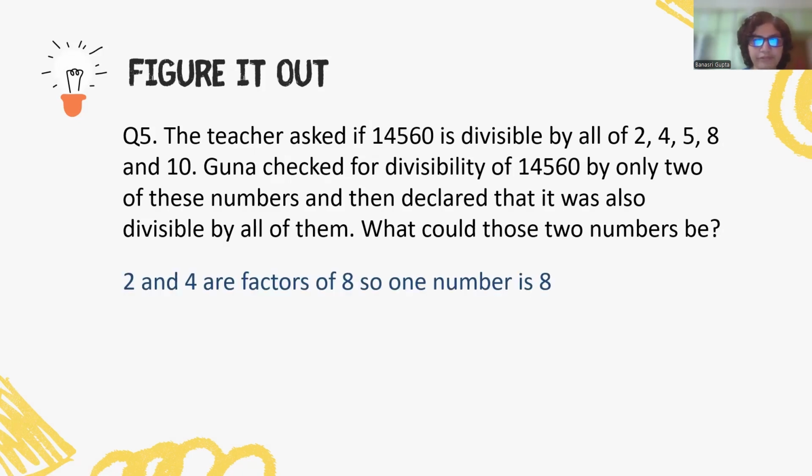As 2 and 4 are factors of 8, one number is 8. So if you check divisibility by 8, you know that it is also divisible by 2 and 4. So one of the numbers should be 8.